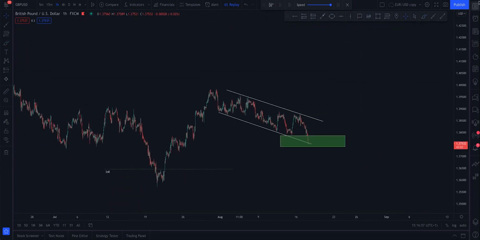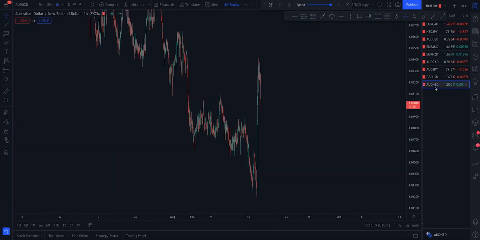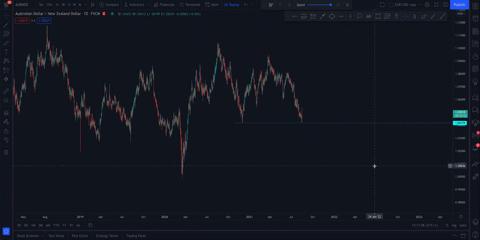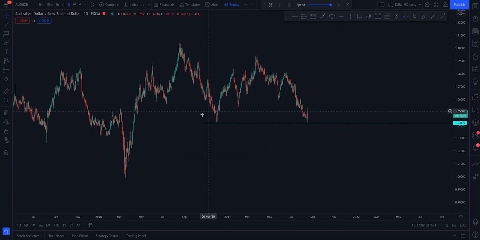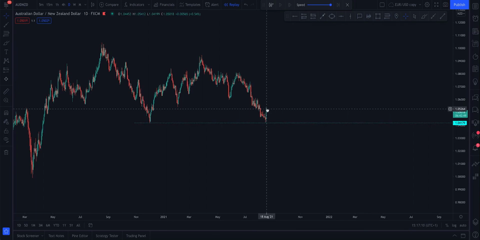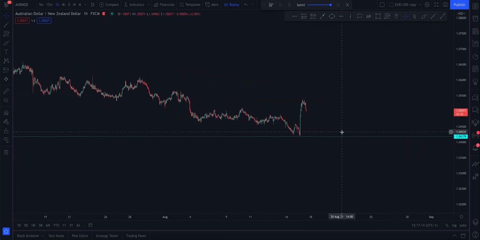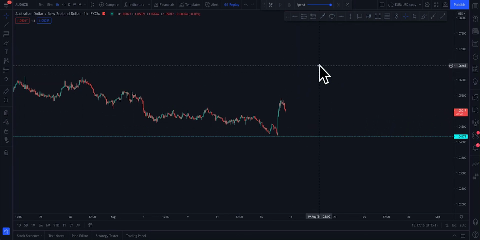And the next pair is Aussie Kiwi, as we've just hit a very significant double bottom, I believe. Yeah, we've just hit this double bottom here, and we've just had this massive impulse up. So we're looking to see if we get a pullback to a fib level or a clear correction to take to the upside, and that's really it.